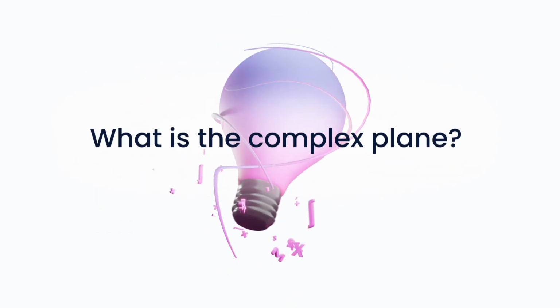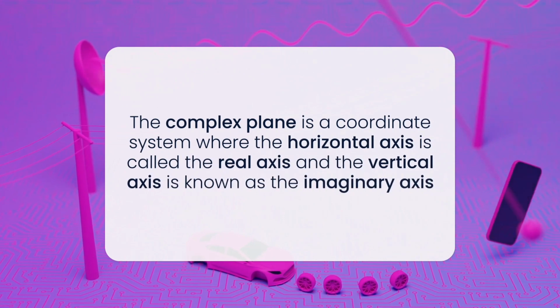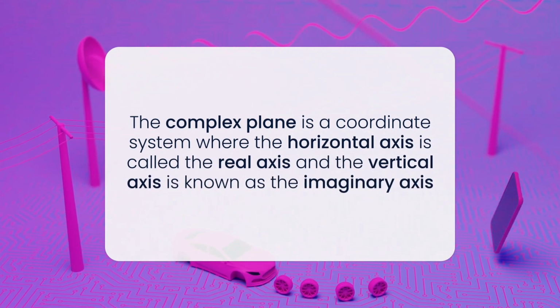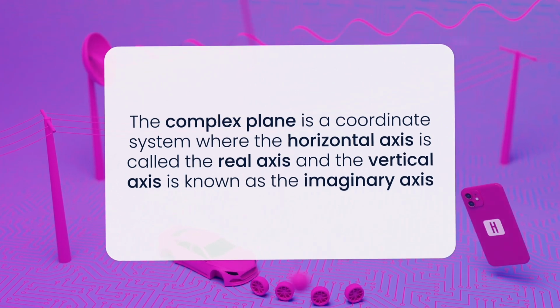What is the complex plane? The complex plane is a coordinate system where the horizontal axis is called the real axis, and the vertical axis is known as the imaginary axis. Let's draw the center of the complex plane to investigate further.